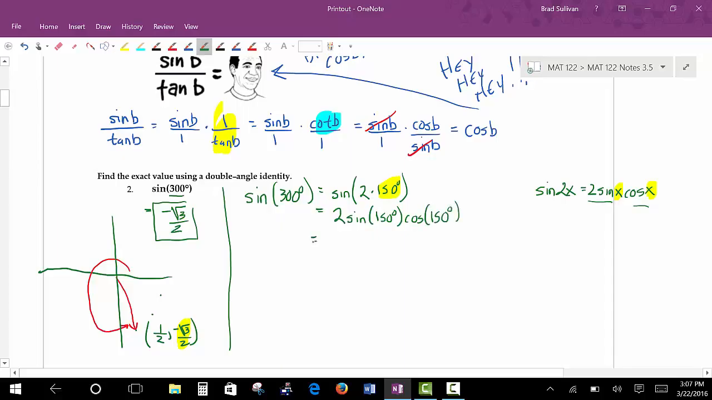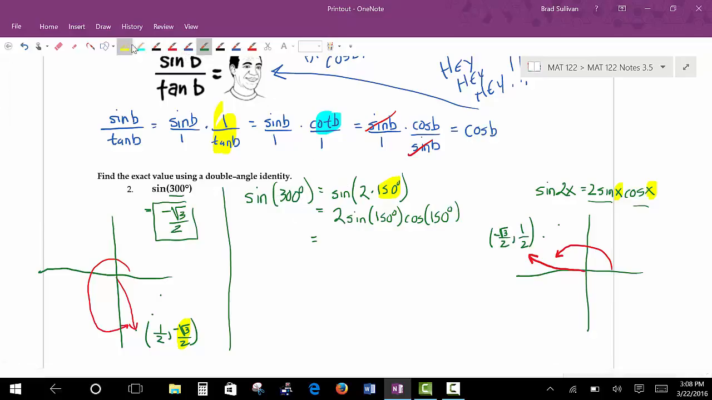So let's go to the unit circle and let's crunch this out then. So we know that we're in quadrant 2. And 150 degrees is counterclockwise up to this point on the unit circle. That point has an x value of negative square root of 3 over 2, and a y value of 1/2. Okay, so the sine of 150 degrees is going to be 1/2.